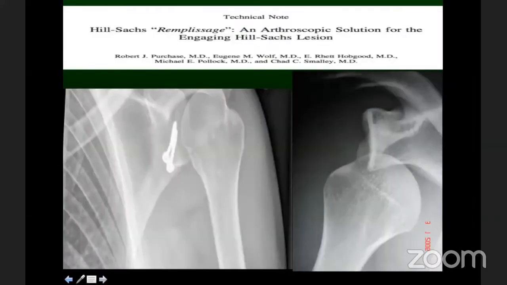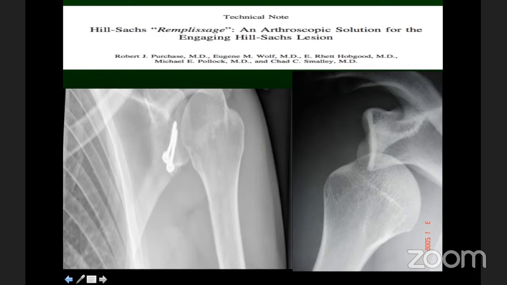So the Hill-Sachs lesion was described way back in 1914. However, the significance of Hill-Sachs came to light in the year 2000, when research produced by Dr. Jody Baer and Steve Burkhardt came into the picture. It showed that failure in shoulder surgery, especially shoulder instability surgery, is related to bone loss on the glenoid side as well as on the humeral side.